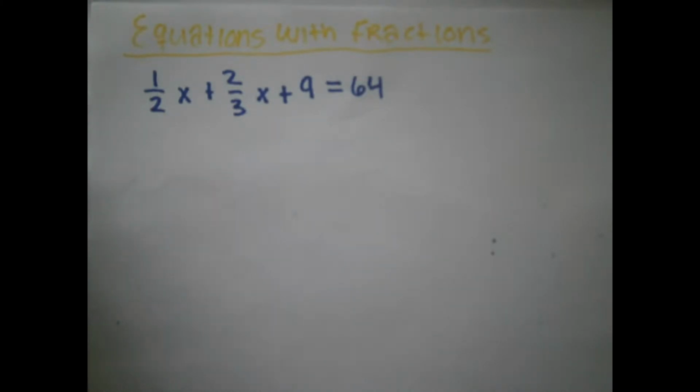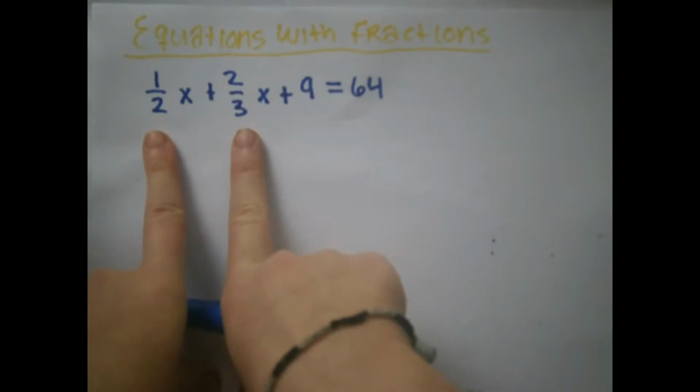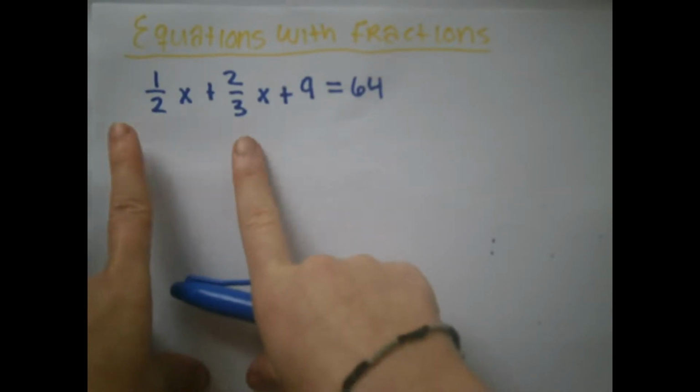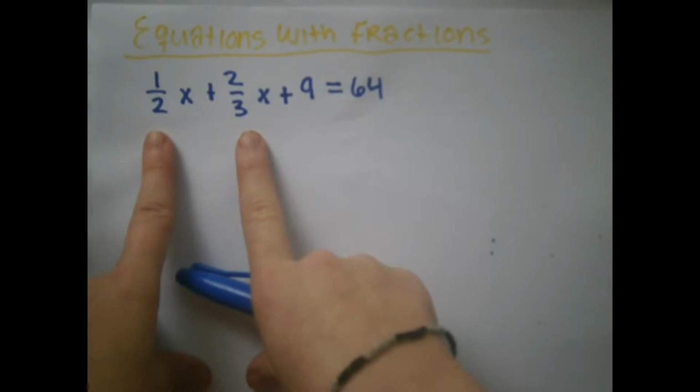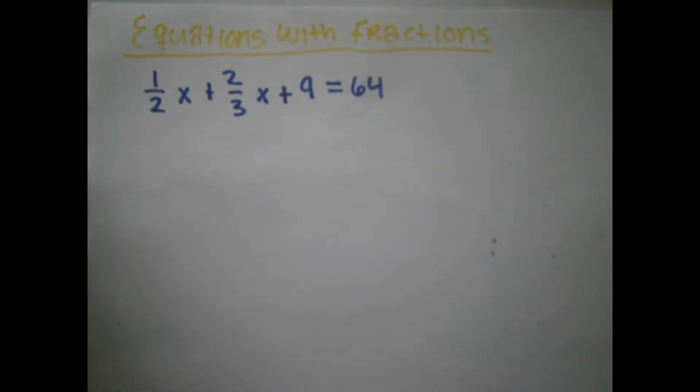Alright, let's get going. So, we see our fractions. We don't want to work with the fractions. So, what we should do is cancel out our fractions. Let's get rid of them, alright? So, let's look at these two denominators, the 2 and the 3. And we have to think to ourselves, what's the least number, the lowest common multiple that will go into 2 and 3, which will be 6. So what we're going to do is multiply 6 by everything.